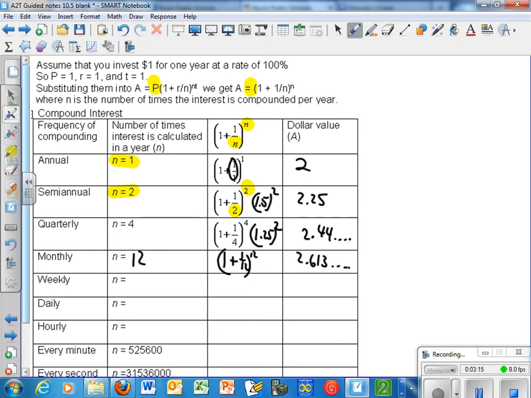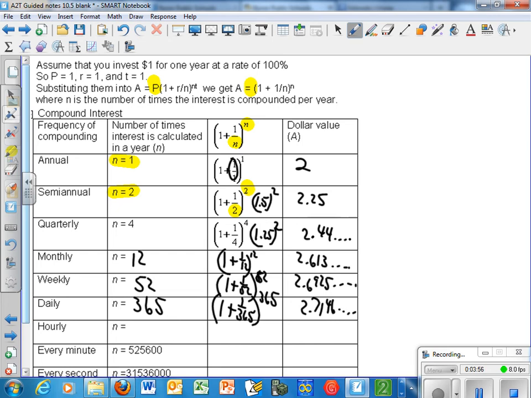Weekly, there's 52 weeks in a year, so N would be 52. So it's 1 plus 1 over 52 to the 52nd power. I'll do 1 divided by 52 plus 1 on the calculator, to the 52nd power. You should get about 2.6925, and there's some other numbers there. So almost 2.7. Daily, 365 days in a year. So it's 1 plus 1 over 365 to the 365th power. Again, you could use a calculator, but it'd be 2.7146 and some other numbers after that.